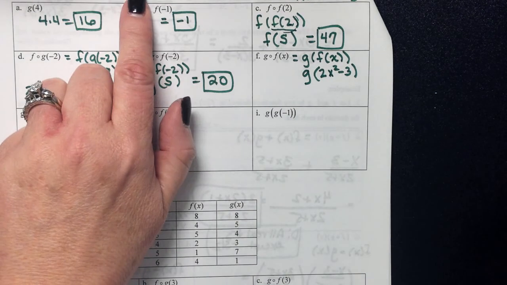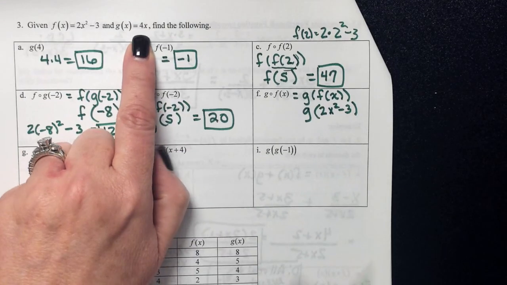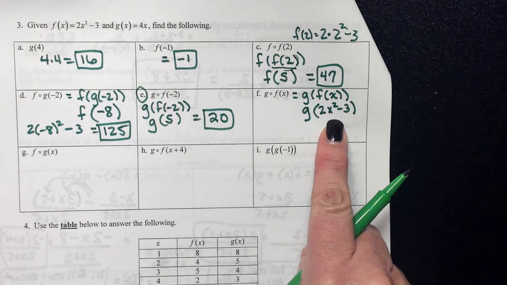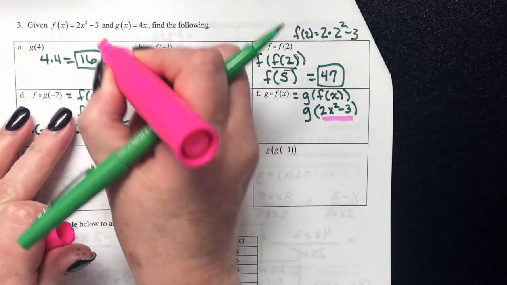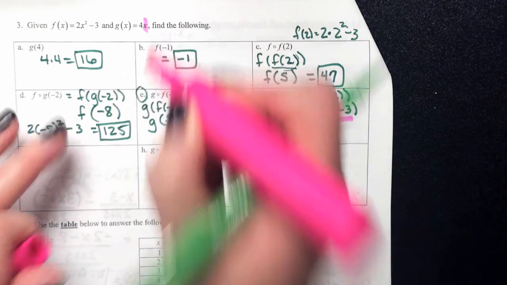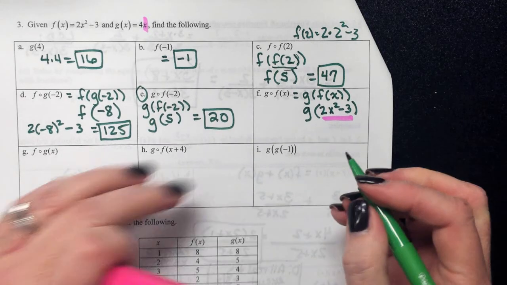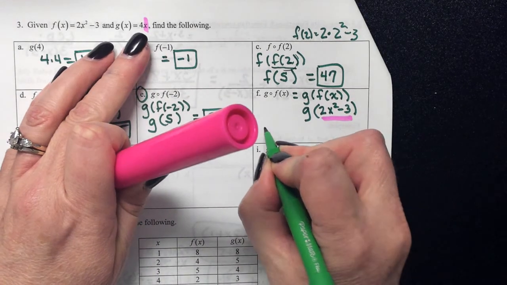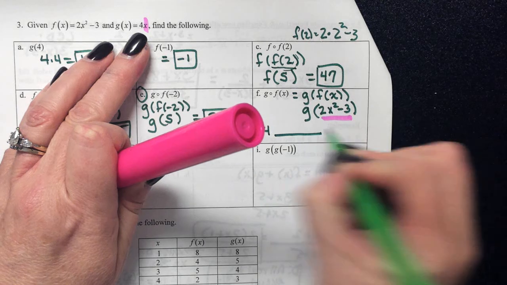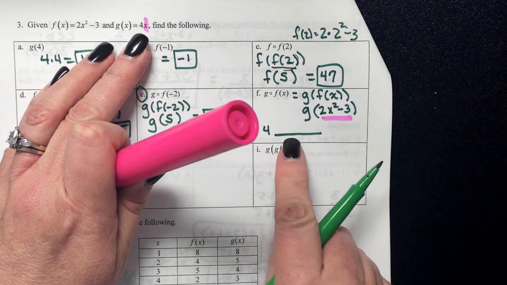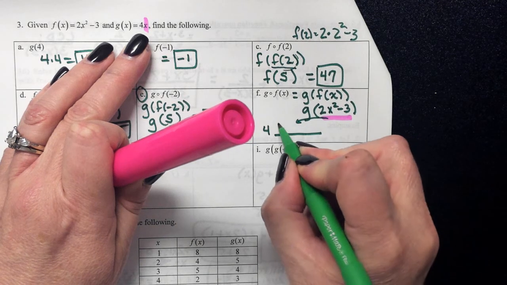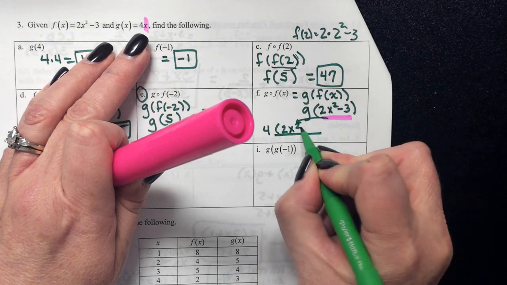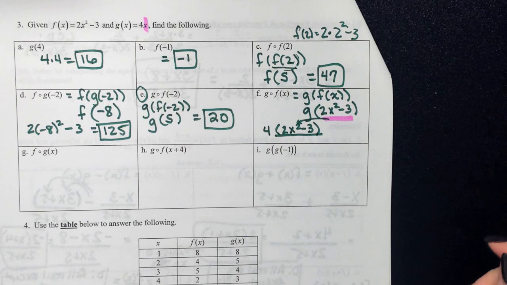So g of x is equal to 4x. Remember, inputs and outputs. 2x squared minus 3 is my input. I'm taking 2x squared minus 3 and I'm replacing the x with the 2x squared minus 3. So what I always do is I take the 4 and I usually just draw a big line. So g of x is 4x. Take out the x. What I'm replacing it with is the 2x squared minus 3, and make sure you leave parentheses around the 2x squared minus 3.